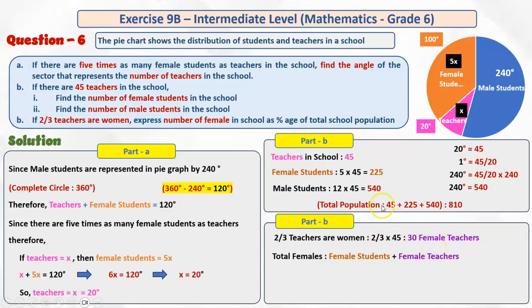And since we know that the female students were 225 and there are 30 female teachers, adding them up, we get 255 females. So in total we have 255 females. But we have to express this number of females in the school as a percentage of the total school population. What was the total school population? We just calculated, it was 810. So to find the percentage, dividing 255 by the total, which is 810, and multiplying by 100, we get the answer, which is 27.7%, and that is your answer.